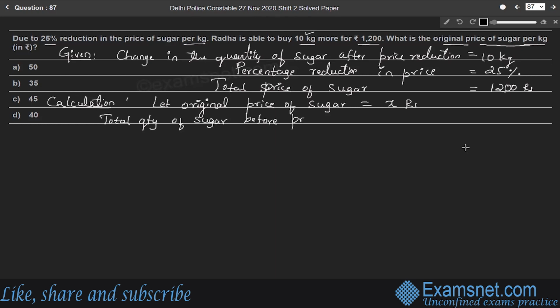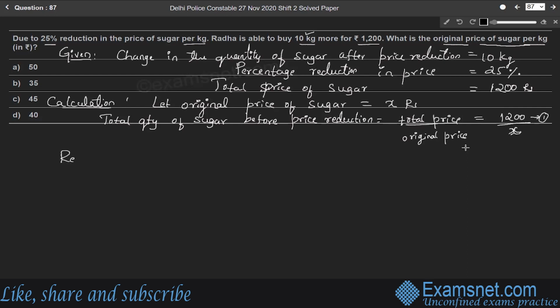Before price reduction, it is the total price divided by the original price. So what is the total price of sugar, which is 1200, and the original price is X. So this gives the total quantity of sugar before price reduction, right? Let us consider this as equation 1.